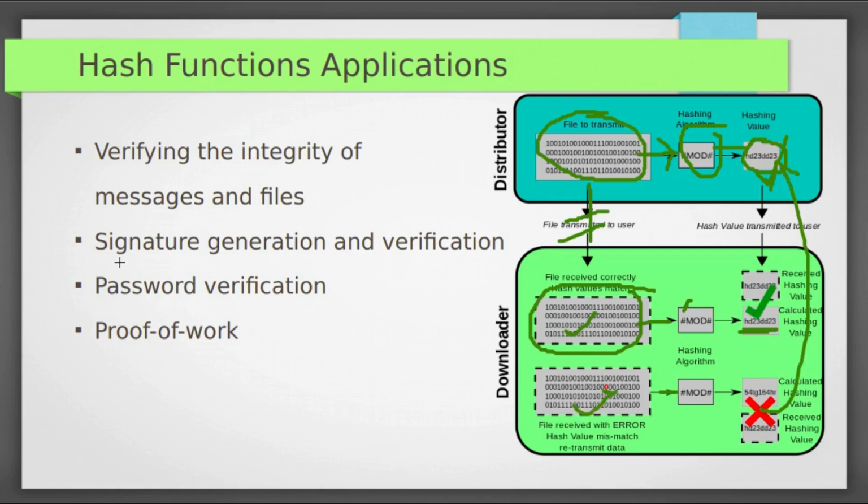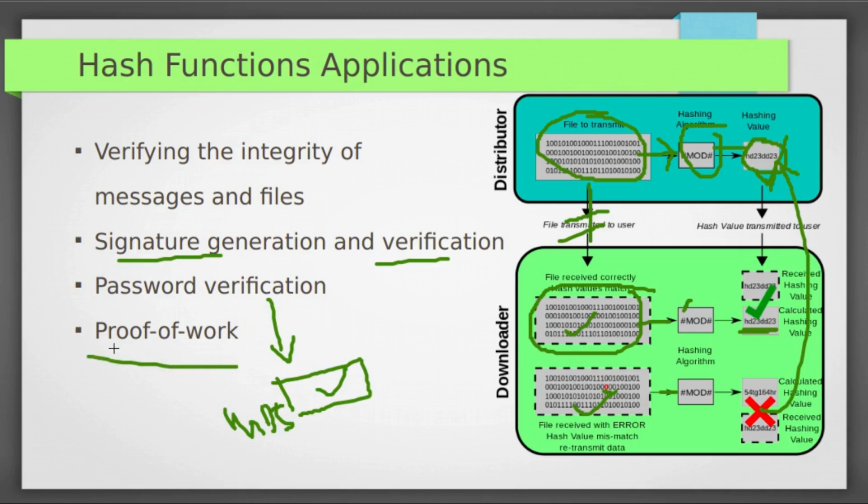We have already seen that hash functions are used in digital signatures for generation of signatures and verification. While storing passwords in a database, we will not store passwords as plain text. We will encrypt that password with some hash algorithm like MD5 and store this hash in the database. These hash functions can also be used for proof of work used in Bitcoin.